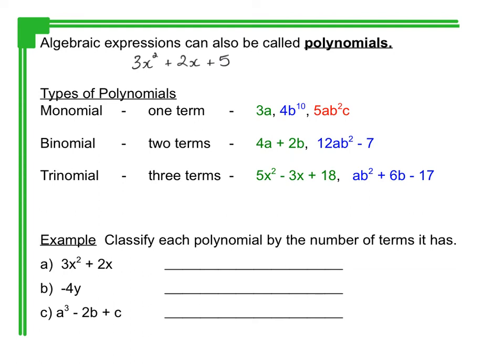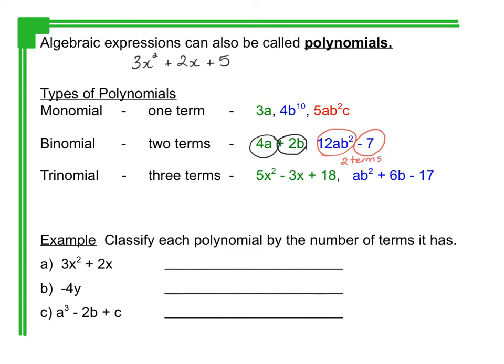So if I look at the second type of polynomial, it's called a binomial, and a binomial has two terms. So look at this expression right here in green. There is one term that's 4a and another term that's adding 2b. Okay, it's called a binomial. The next one here, the expression in blue, one of the terms is 12ab squared and the other term is to subtract 7. Two terms makes it a binomial.